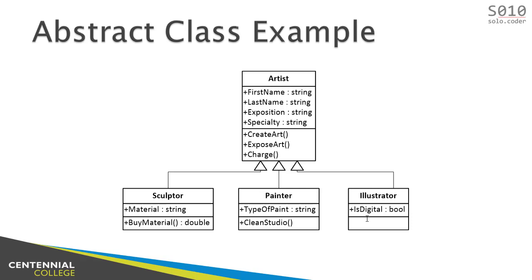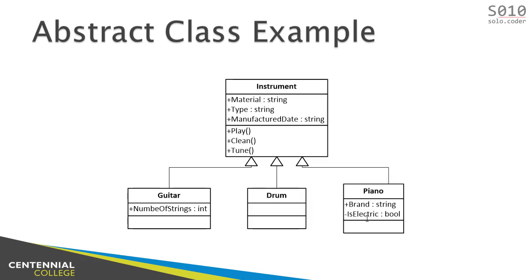Yes, we cannot create an object from the artist now. Yes, we cannot. Correct. Okay, good question here. Can an abstract class inherit from another abstract class? Yes, it can.